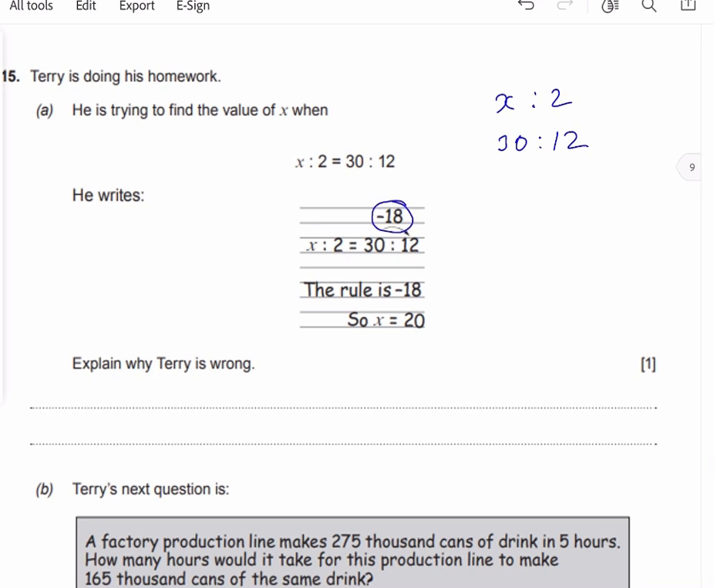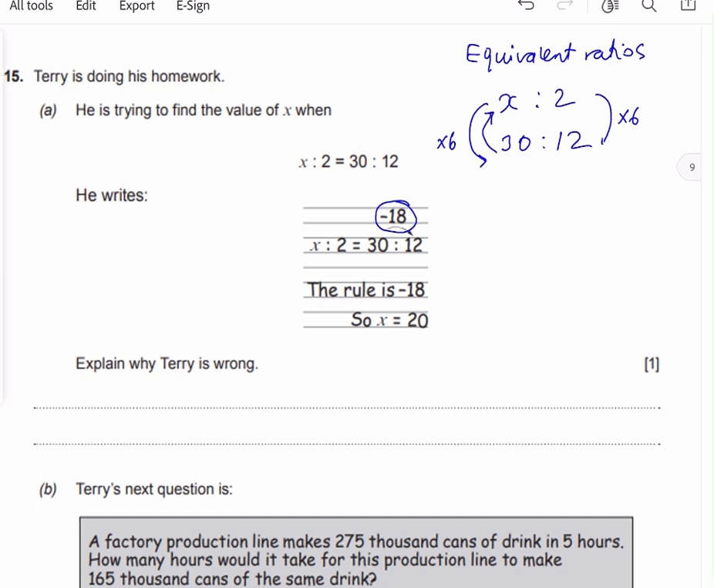So first of all, these two ratios can be written separately. x to 2 and 30 to 12. And you can see actually they are equivalent ratios. That's why they're equal to each other. And we're going to look at the increase from 2 to 12. That is 6 times. So times by 6. And to find x, we're going to do the opposite, divide by 6. So if we do 30 divided by 6, that will give us what x is.